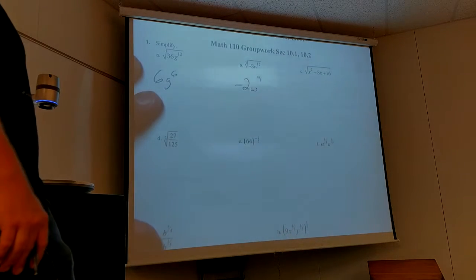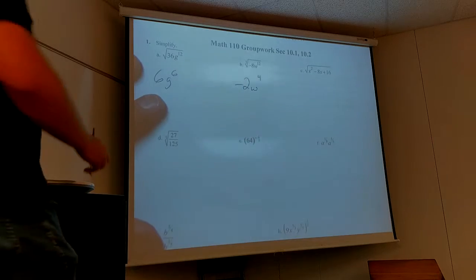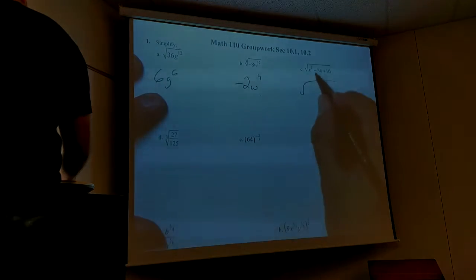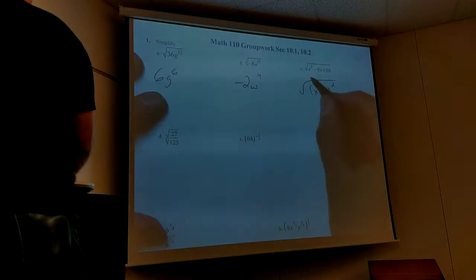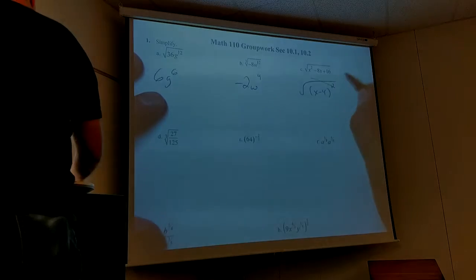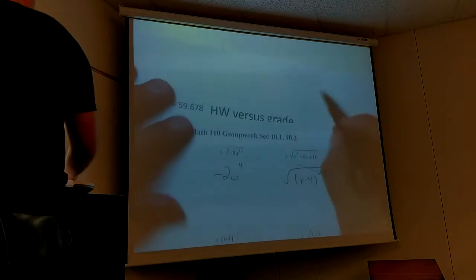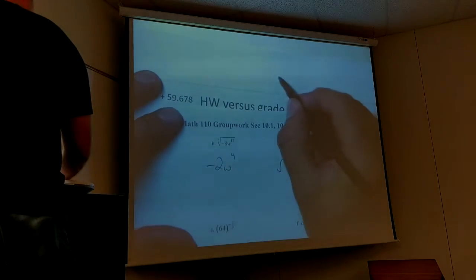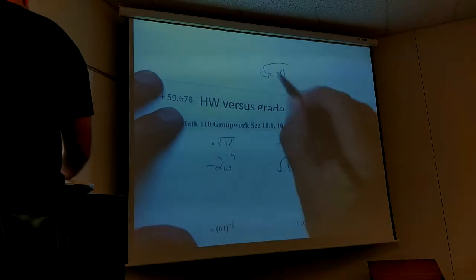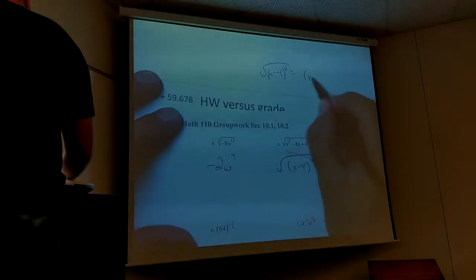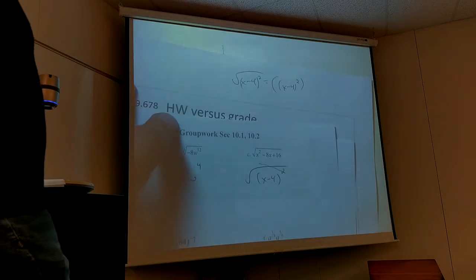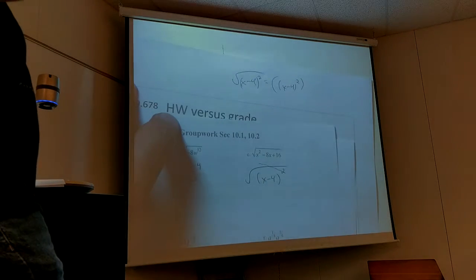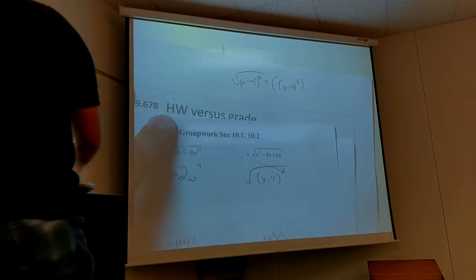C, we did one just like it earlier. X to the 4th. So if you factor the inside, you should get x minus 4 squared. The square root and the square kill each other. And real quick, please just deal with me for a second. Square root of x minus 4 squared. What's the square root in terms of powers? Square root is a half power.